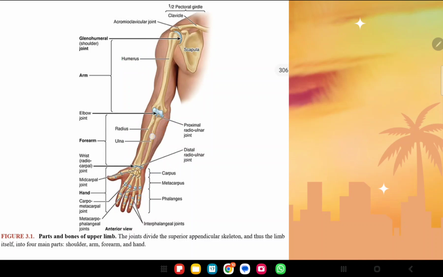Ulna, and this is the radius. Then we studied the hand. The hand is made up of the wrist, which is a set of bones that we will study later when we come to the anatomy of the wrist. So this is the wrist. Then first come the metacarpals, then phalanges, three phalanges. Okay, so this was all about the overview of the upper limb.